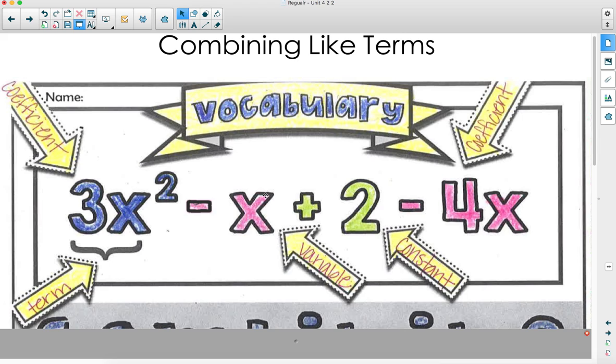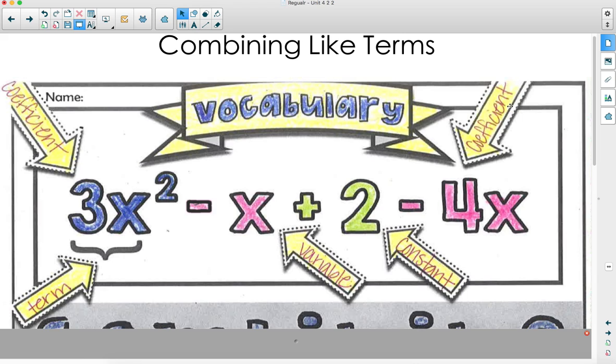This arrow is pointing to the x. X is called a variable. This arrow here is pointing to the 2. Since the 2 has no variable behind it, this is called a constant. If it's just a number, it's called a constant. If it's just a letter, it's called a variable. And then we have another arrow over here that's pointing to the 4. This is another example of a coefficient.